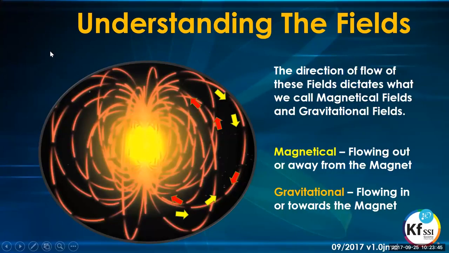So we've got to understand the fields. It's the direction of the flow of these fields which dictates what we call magnetical fields and gravitational fields. So the fields flowing out or away are magnetical, and the fields flowing in towards the center is gravitational. So that is the representation on a sort of three-dimensional basis if those magnets were round.